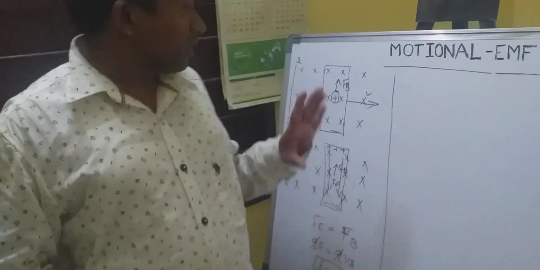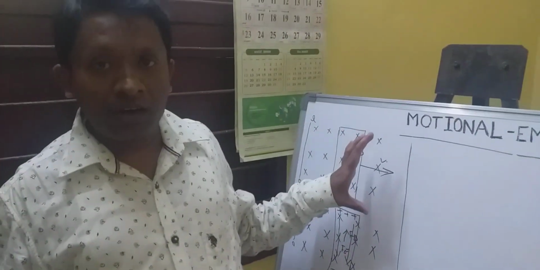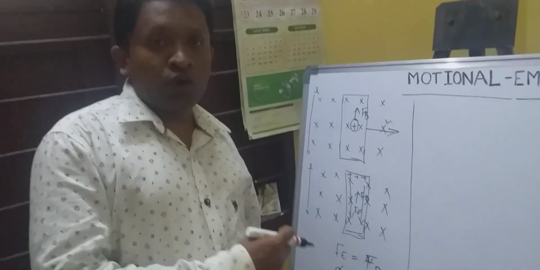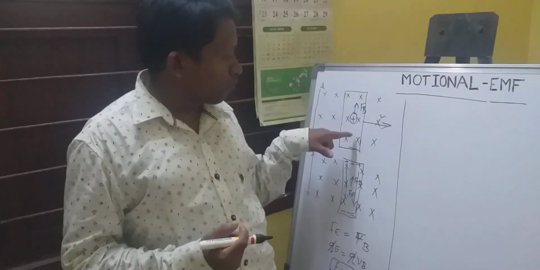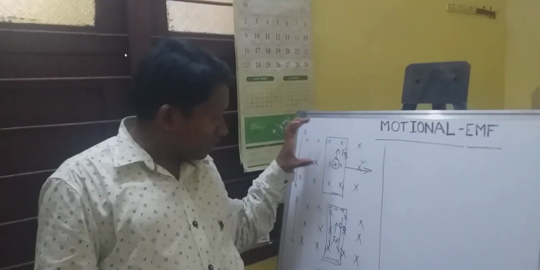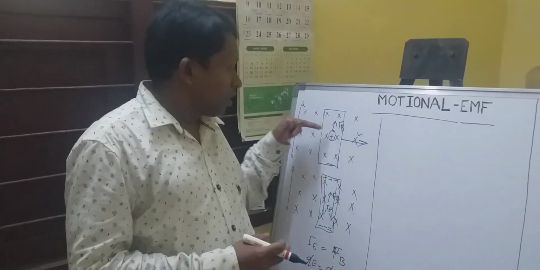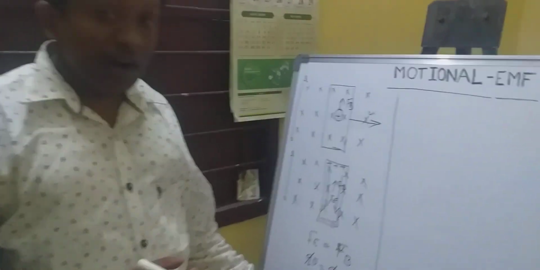So when the conductor is moving at constant velocity in a uniform magnetic field, this much electric field, E equal to vB, is created due to the magnetic force separating the charges. This electric field is created inside the conductor when the conductor is moving through the uniform magnetic field.